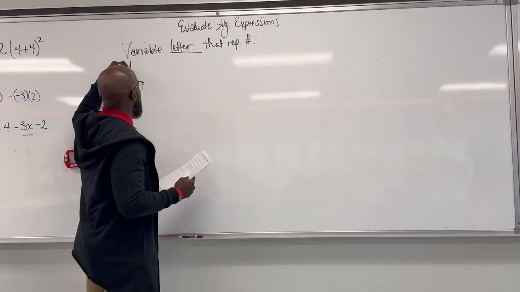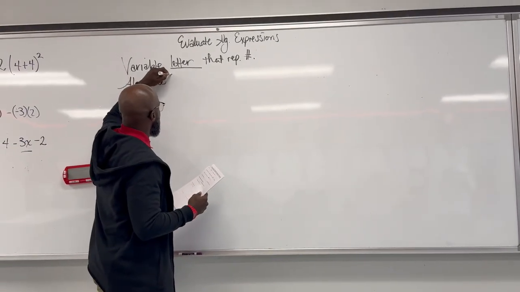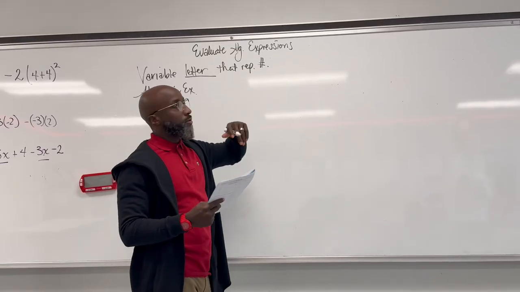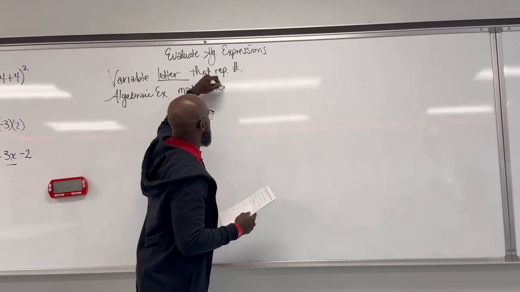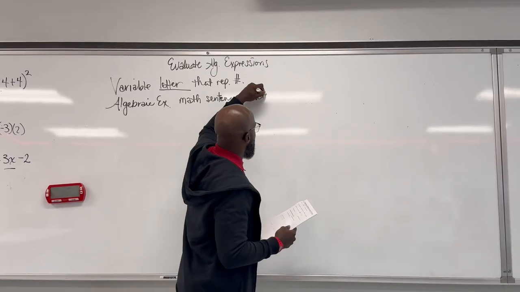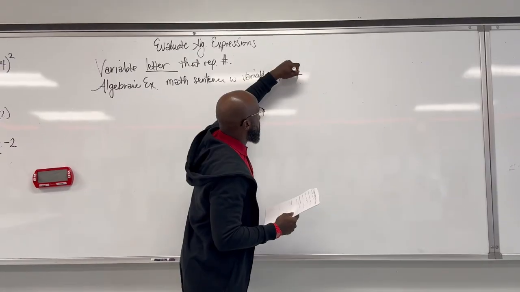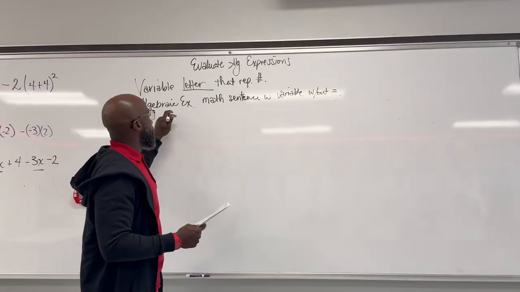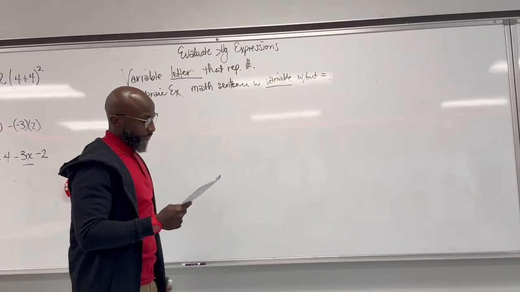All right, an algebraic expression, what we're talking about now. An algebraic expression is a math sentence including variables without an equal sign. So it's a math sentence with variables, right, without an equal sign. Algebraic expressions have variables in them, all right?